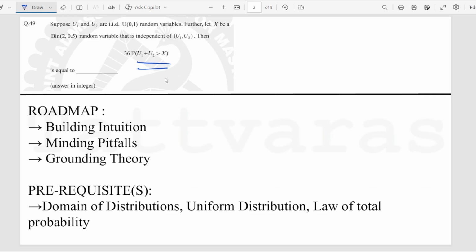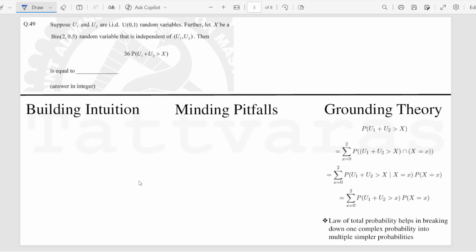probability computation question, and it's going to deal with uniform distributions. You will see how the domain of the distributions also plays a role and how it connects with the law of total probability. Let's get started.